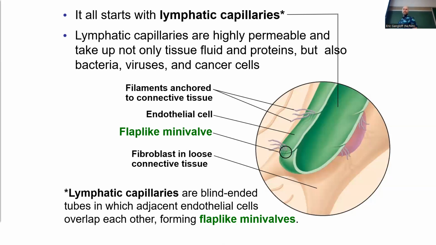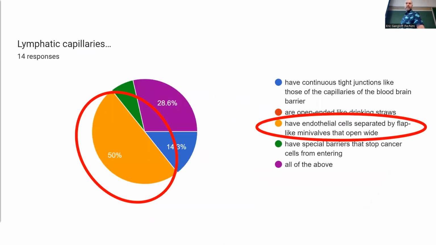the connective tissue. Now, the other answers I have here include they have continuous tight junctions like those of the capillaries of the blood-brain barrier. In fact, it's the opposite. The blood-brain barrier is meant to be very, very selectively permeable and only allow certain molecules through, whereas these lymphatic capillaries are the opposite. They're trying to mop up basically everything, including large molecules.